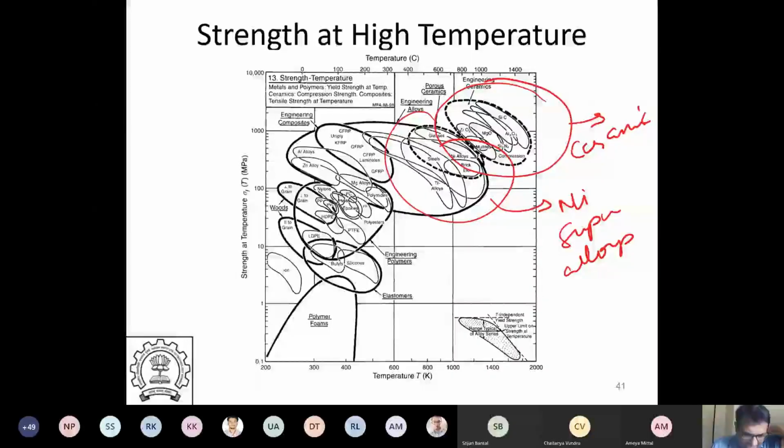Now strength at high temperature. So here, strength at high temperatures, if you see, ceramics and nickel superalloys. These are the materials of choice. So I think that the time is over. So I'll stop here. And then what we can do is we can have a 5 minute Q&A session before we disperse. Okay.